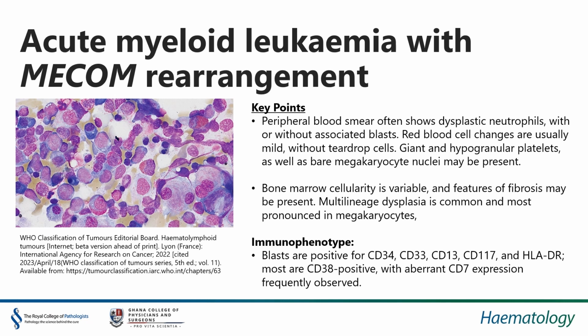Now, if we look at the immunophenotyping of these cells, these blasts are positive for CD34, CD33, CD13, CD117, and HLA-DR. Most cases are CD38 positive, and aberrant CD7 expression is quite frequently observed. Now, a subset of cases may also express the megakaryocytic markers such as CD41 and CD61.